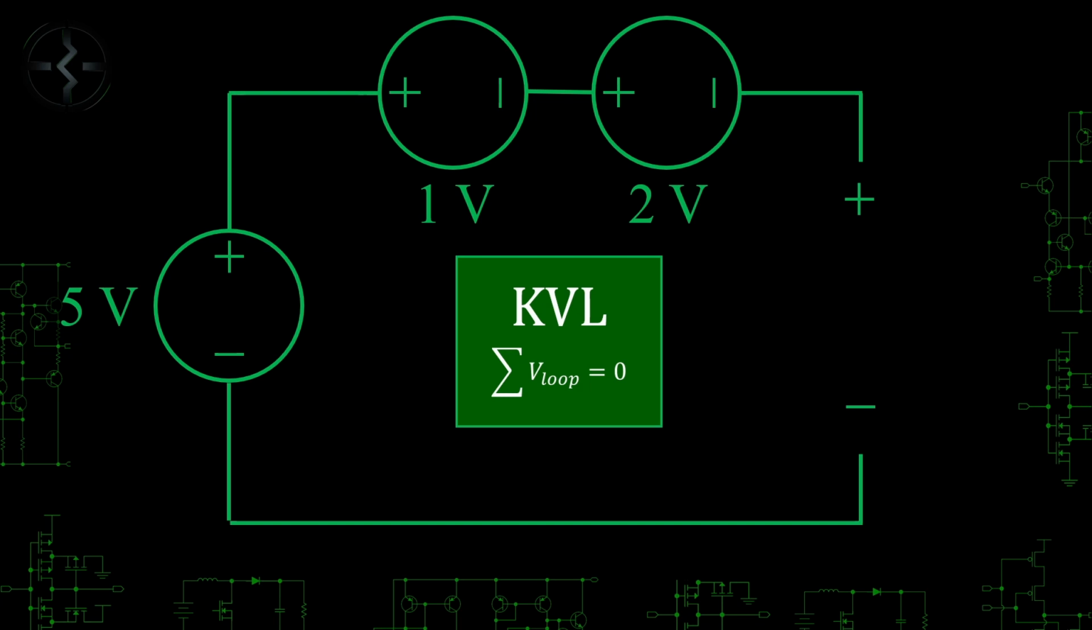I like to use the rule that as I cross a voltage, if I trace from minus to plus, that's an increase in voltage and thus a positive value in my equation. If I cross plus then minus, that's a reduction in voltage and thus a negative value in my equation. Using this rule, we can determine the unknown voltage at the right side of this circuit.